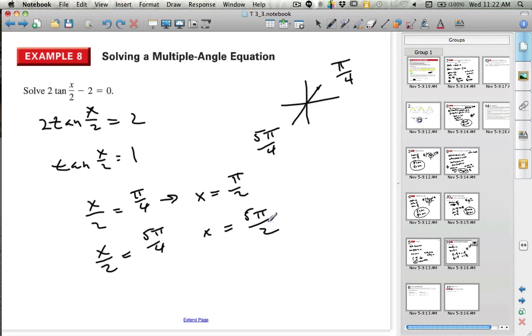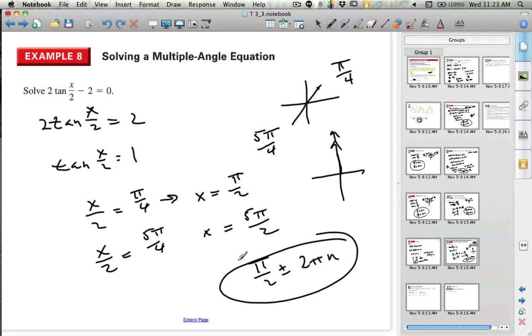Now, when you think of 5 pi over 2, if pi over 2 is right here, 5 pi over 2, 1, 2, 3, 4, 5, is the same location. So these are actually coterminal angles. So I just need pi over 2 plus or minus 2 pi n.